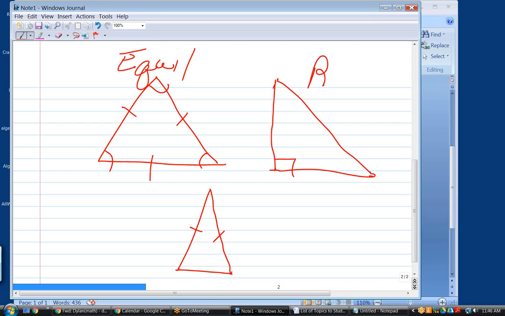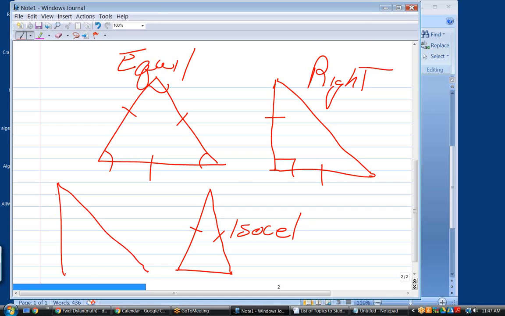Equilateral, right, and isosceles. Now, it can be right and isosceles at the same time. In other words, if that side is equal to that side, that's a right isosceles triangle. But in general, these are the only 3 triangles you're going to deal with. And correct me if I'm wrong, but it's rare that you deal with even obtuse triangles, where that angle is greater than 90 degrees.